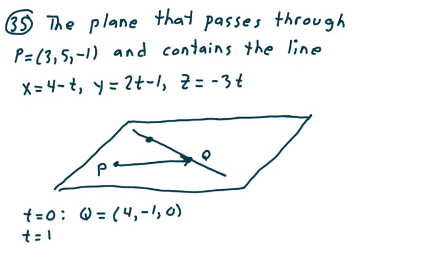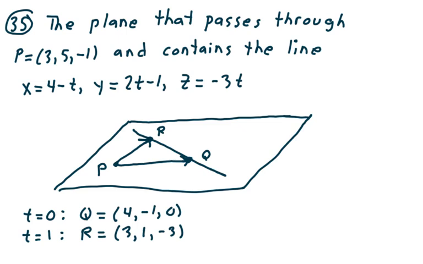And so I'm going to let t equal 1. It's just real convenient, and I'll call this point R. So R will be the point (3, 1, -3). And I'll put R over here. And I'm going to form the vector PR, incidentally.